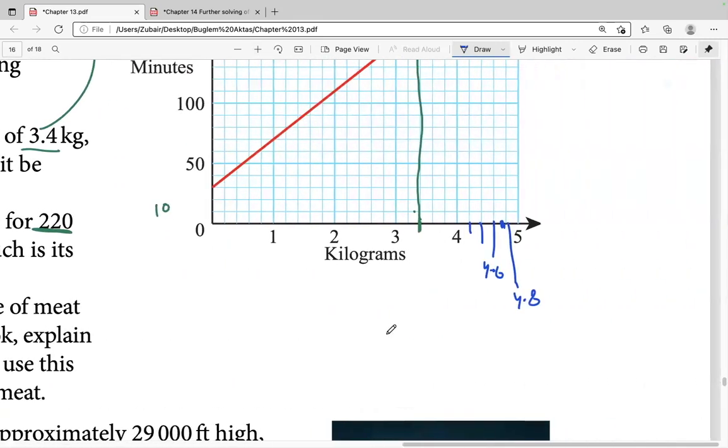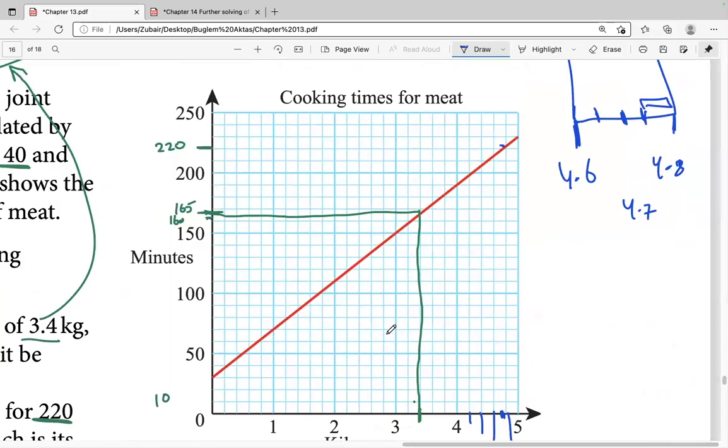So if it is taking 25 minutes, we cannot use this graph. Why? Because it doesn't go down to that point. It is telling you that even if it is 0 kgs, it would take 30 minutes.